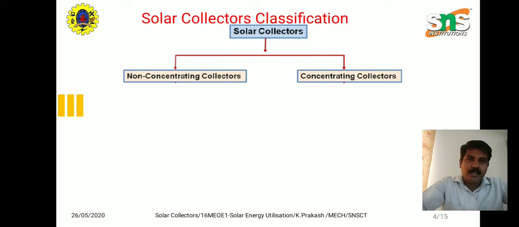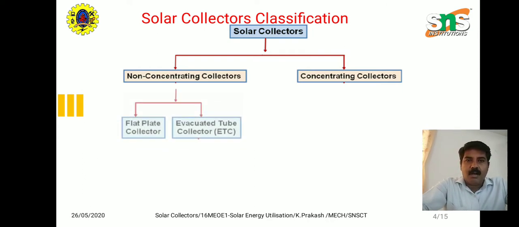I will explain what is non-concentrating and what is concentrating. If you go and watch a film, if you go for a movie, everybody is focusing on the screen, on what the movie is showing. This is the best example for concentrating. Whereas in non-concentrating, the focus is not on a particular point. It is varying. So this is non-concentrating.